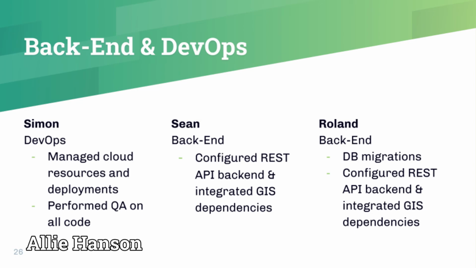Simon was the primary person in charge of DevOps and QA. He also created our backend deployment strategies. And then on our backend, Sean and Roland worked on the database models and filters in Django. Roland specifically handled database migrations. And additionally, both Sean and Roland set up and configured the REST API backend and integrated GIS dependencies with Simon and Erik.